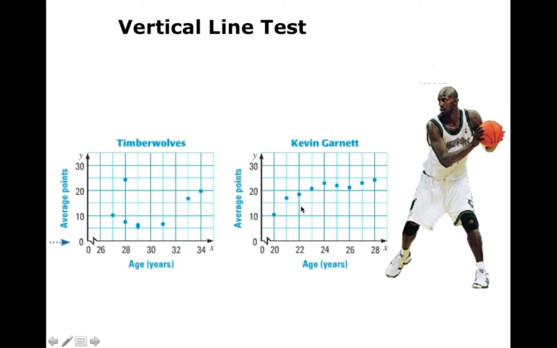And let's look at just Kevin Garnett now. So his age and the average points he scored per game. Notice as he played, he scored more points per game. But more importantly, if you take a vertical line and drag it across here, it'll never hit a point more than once. So that is a function. That makes sense because for a whole team, there may be two players that have two different averages at one age. So two players are age 28, but they each have a different average. But for just one player, there's no way at one age he can have two averages, because that one player can only have one average for that age when he was that old.